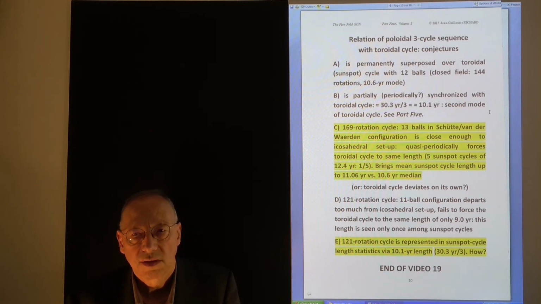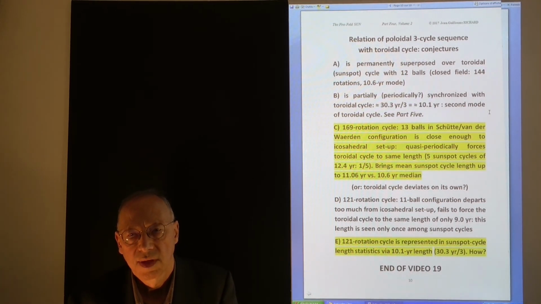Then we conjecture that the poloidal 3-cycle is partially synchronized, not only superposed, but synchronized with the toroidal cycle via the 10.1 year mean of the length of the 3 poloidal cycles. This is indeed also the second mode of the toroidal cycle. There is now the question whether this partial synchronization is a periodical synchronization. We will deal with this in part 5. We are now in part 4.